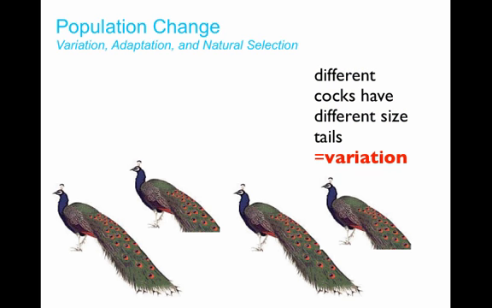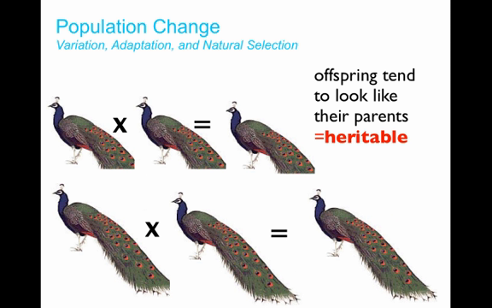So some cocks have very long tails, and other cocks might have pretty short tails. And what can we find out about this variation? Well, it turns out that offspring tend to look like their parents, which means that tail length in peacocks is heritable. You get it from the set of instructions in the DNA of your parents. So if we take peacocks with short tails, they'll have offspring with short tails, whereas peacocks with long tails are going to tend to have offspring with long tails.